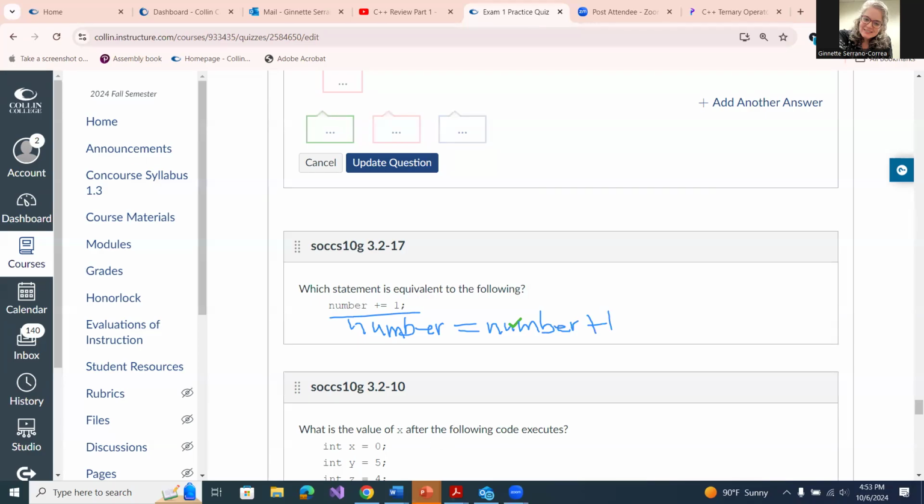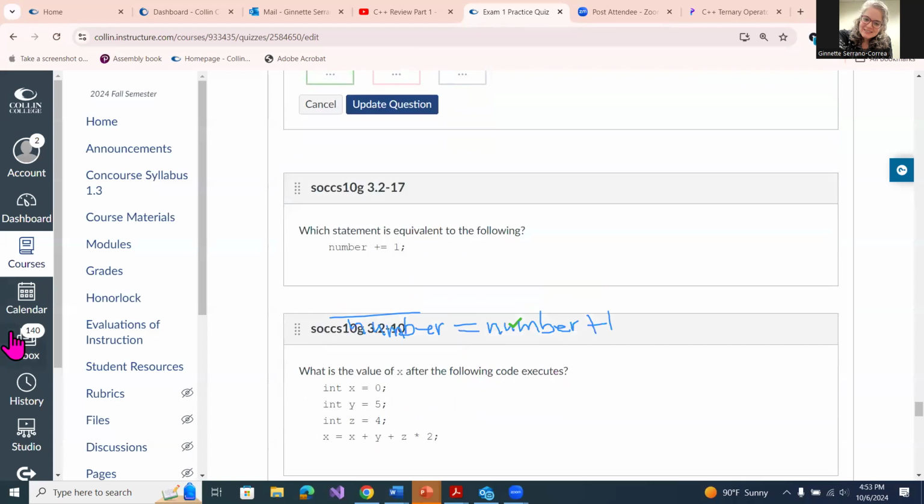Okay. What is the value of x after the following code executes? So we're going to just plug in. We have x equals 0, y equals 5, z equals 4. So this is to test that we know what order of operation. In order of operation, multiplication will come before addition. So 4 times 2 is 8. 0 plus 5 is 5. 5 plus 8 is 13. x equals 13.